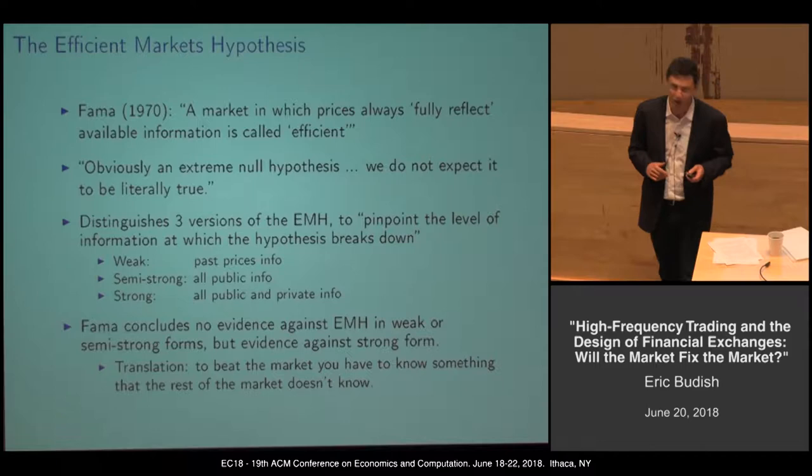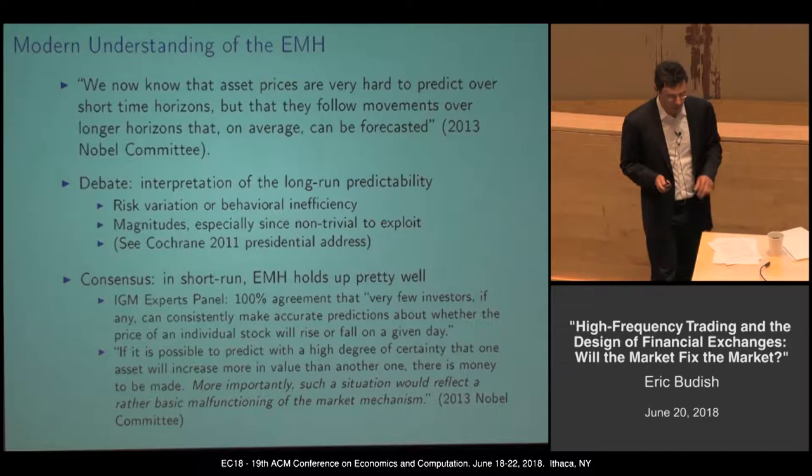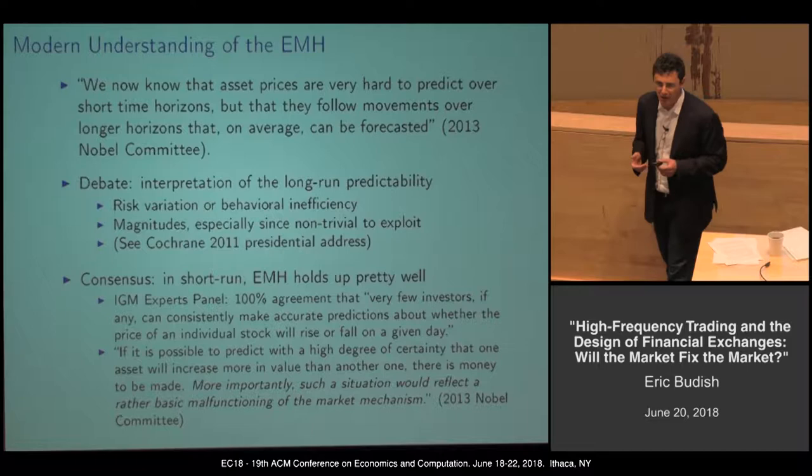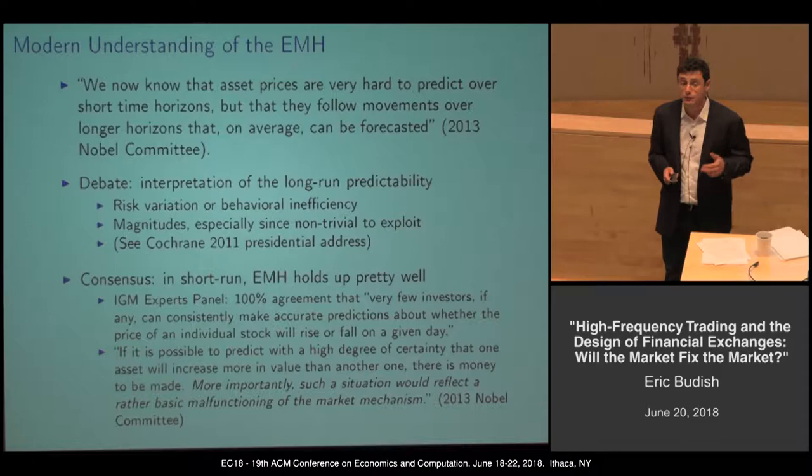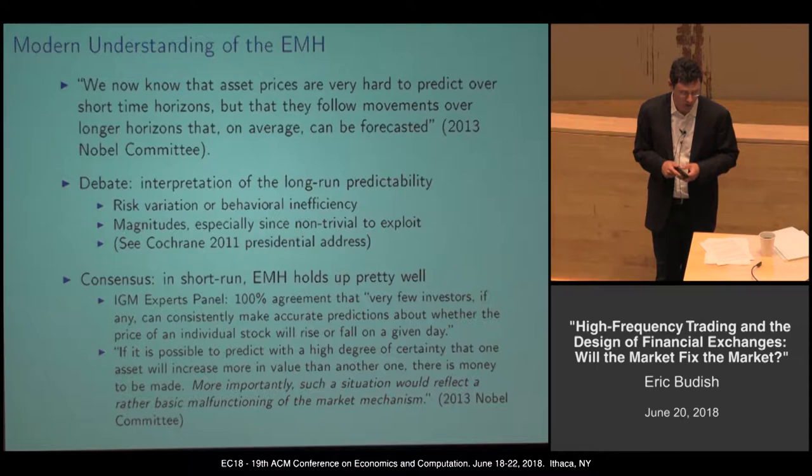So our modern understanding of efficient markets theory, as summarized by the 2013 Nobel Committee, is that stock prices are, quote, next to impossible to predict in the short run, but that there's meaningful predictability in markets in the longer run. For instance, using the market's price-earnings ratio or by buying value stocks.